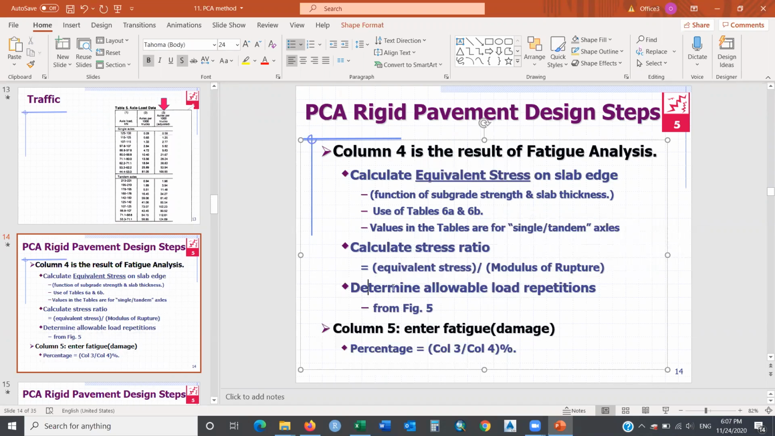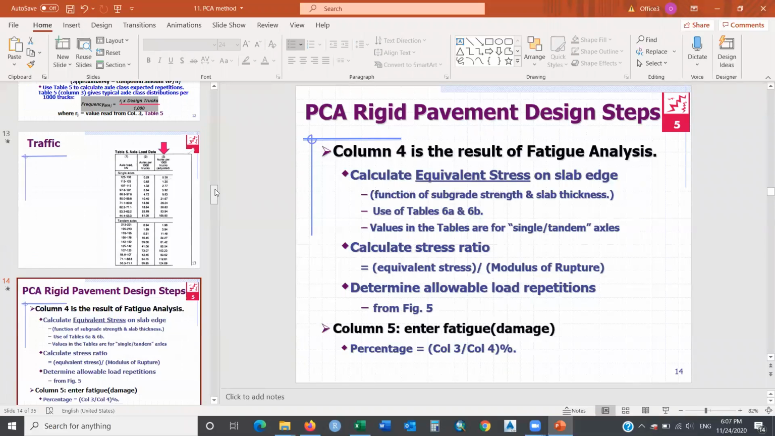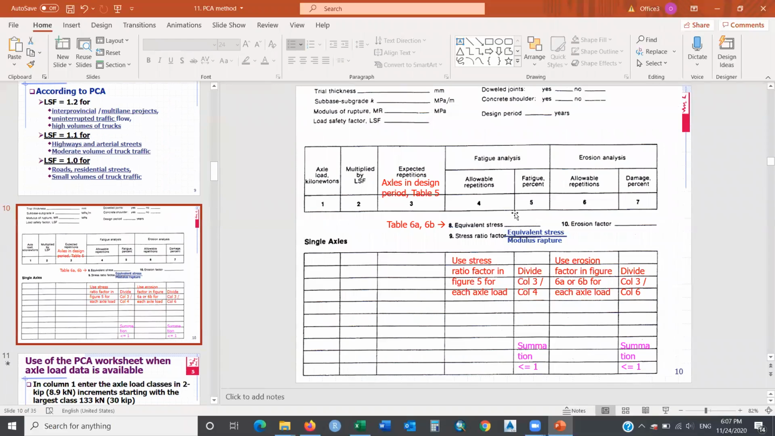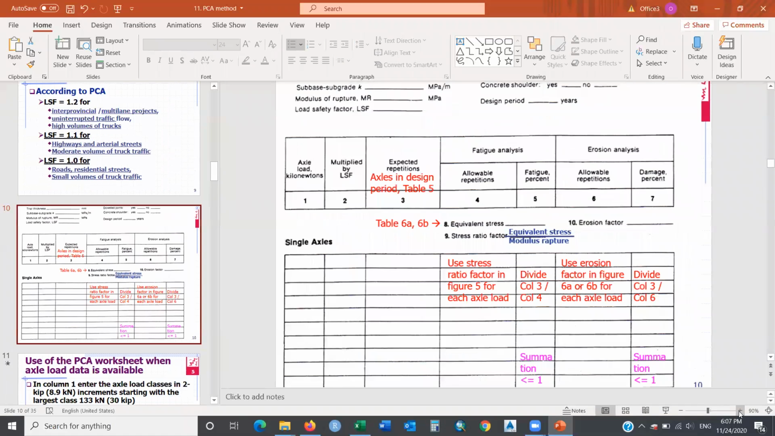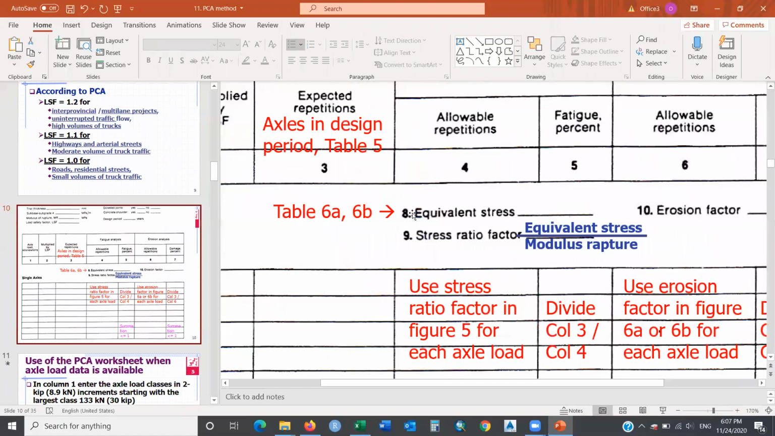And this is what you use to estimate the allowable load repetition. So when we go back in the template, that is how you estimate equivalent stress. The equivalent stress is coming from table 6A or 6B. And the stress ratio is that equivalent stress divided by the modulus of rupture.